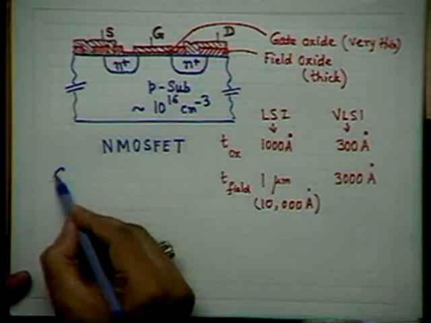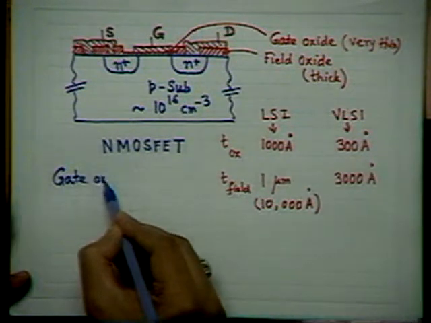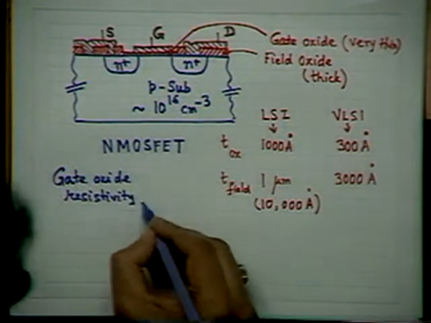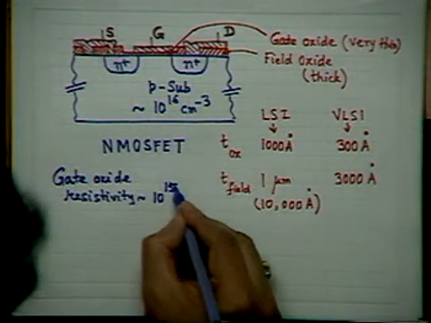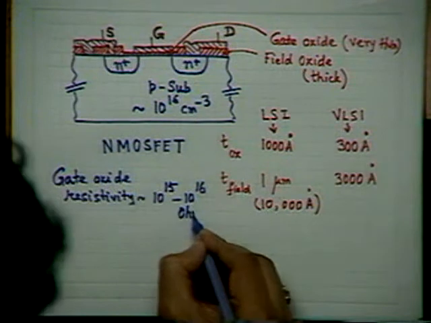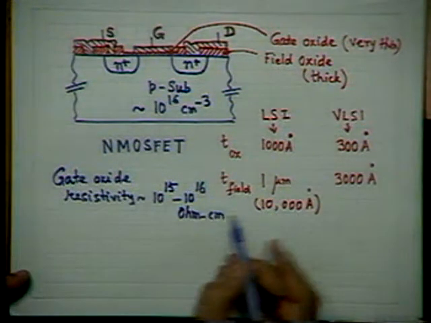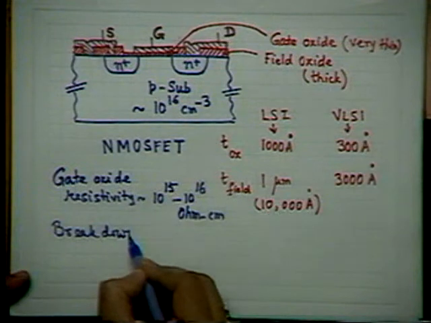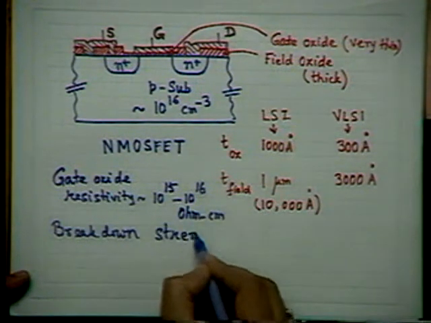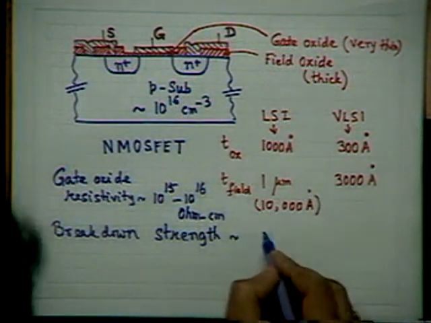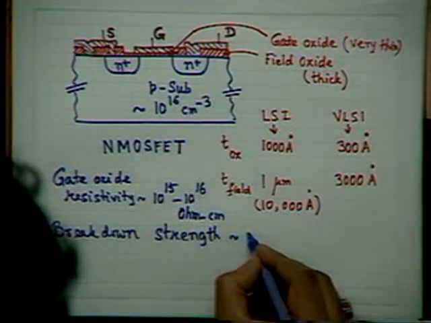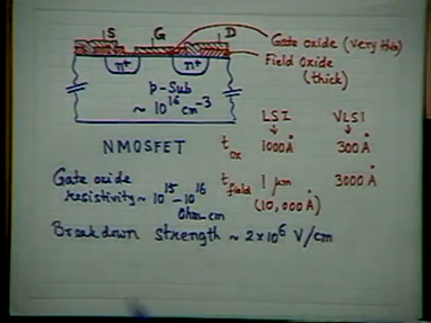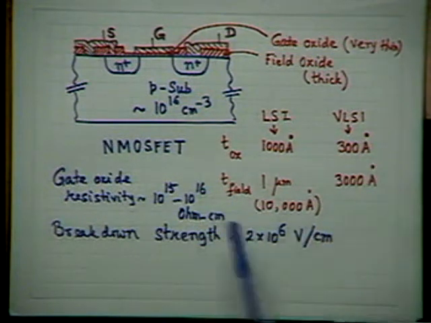Gate oxide resistivity is a very important term. Gate oxide resistivity is around 10 to the power 15 to 10 to the 16 ohm centimeter, whereas the breakdown voltage or the breakdown strength, these two are very important things.